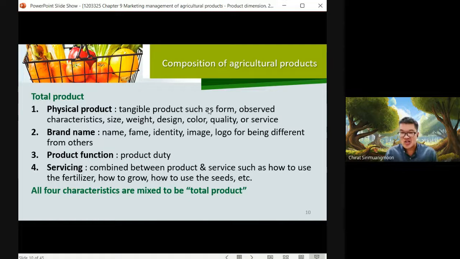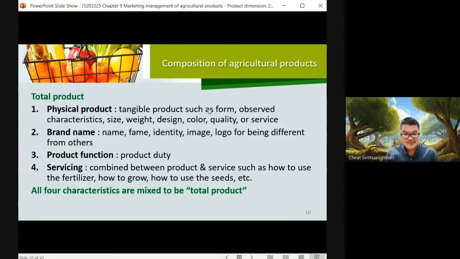And product function. Like, what is the function of this product? I have the soy milk. I think you can see it. Yeah, the soy milk. So the product function is that it's going to provide me protein, and it also has low sugar. So this is my favorite product.